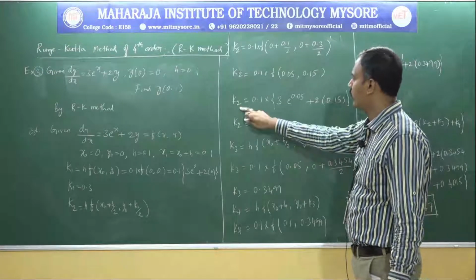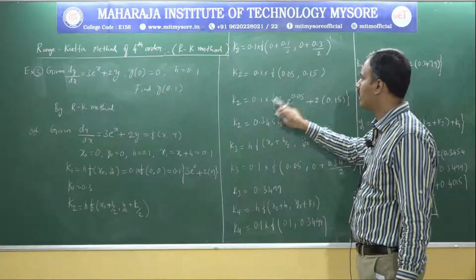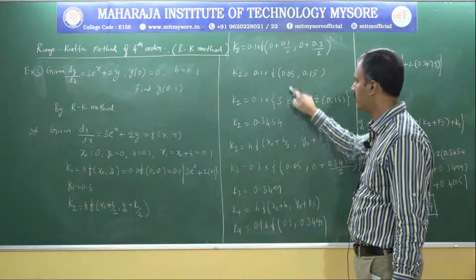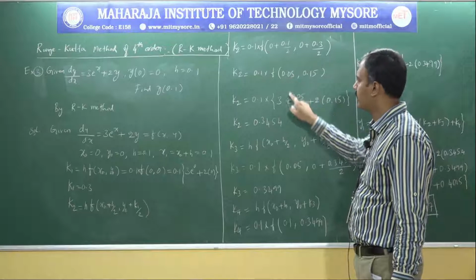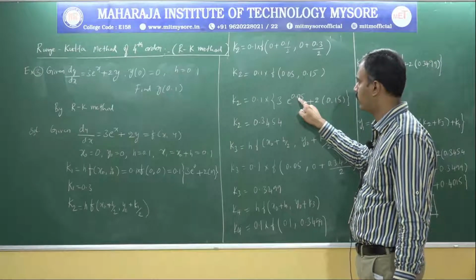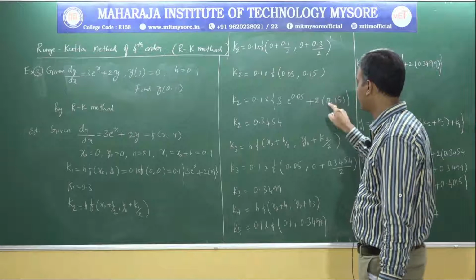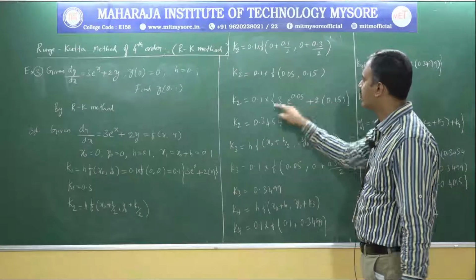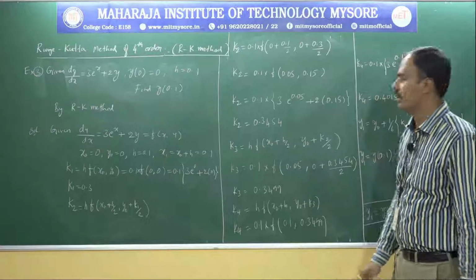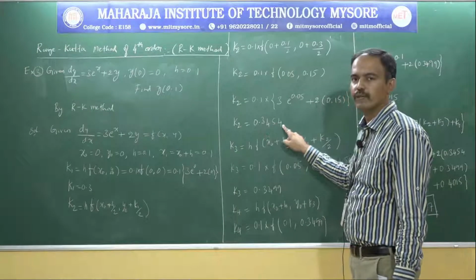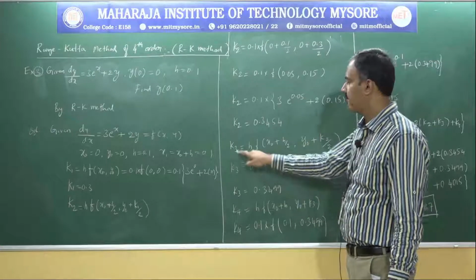Next, k2 is 0.1 into, now applying the function, 3 e power x, in place of x value 0.05, plus 2 into, in place of y, we assign 0.15. Using a calculator we simplify, and we get k2 is equal to 0.3454.